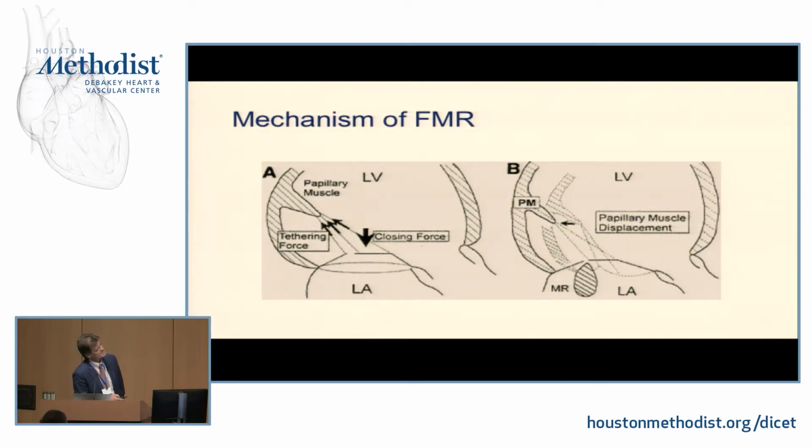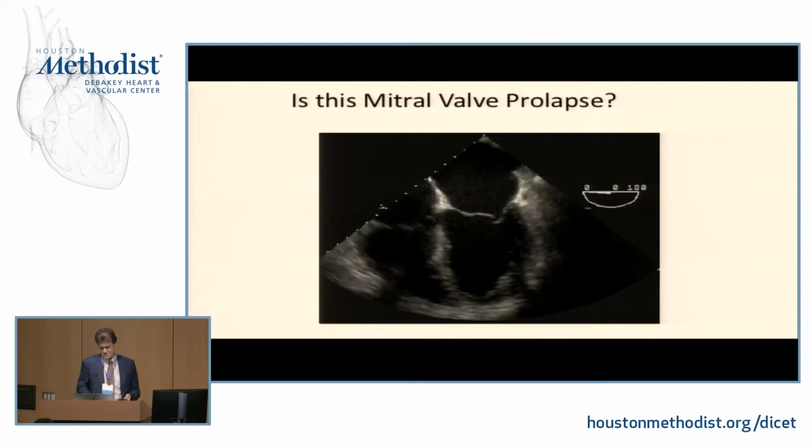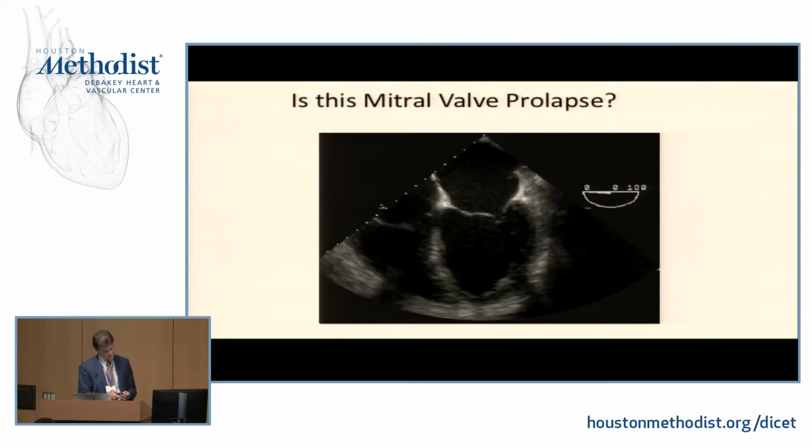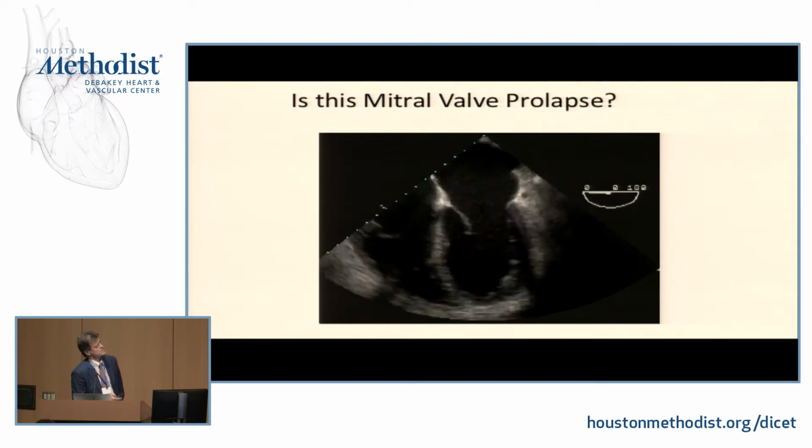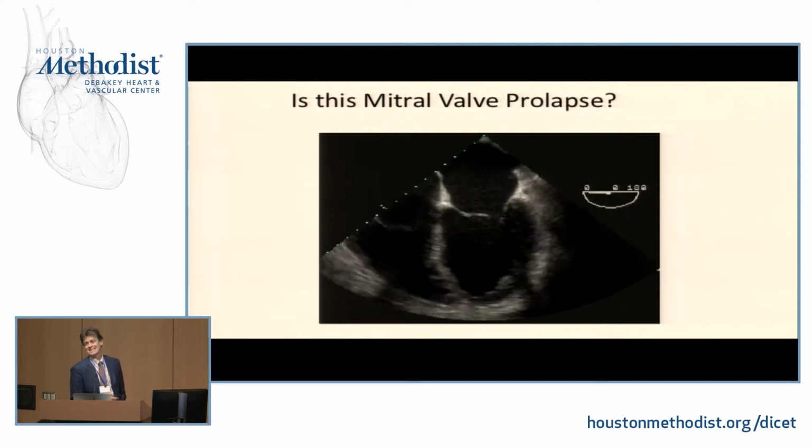As the ventricle dilates, closing force is diminished and the papillary muscles are displaced outwardly and apically, tethering the valve down in the ventricle and creating MR. So we know the mechanism of this. The question I have for you is, is this mitral valve prolapse? Every week in our mitral valve clinic, we see somebody sending us a patient like this saying this is prolapse, and it ain't. That's classic functional MR.